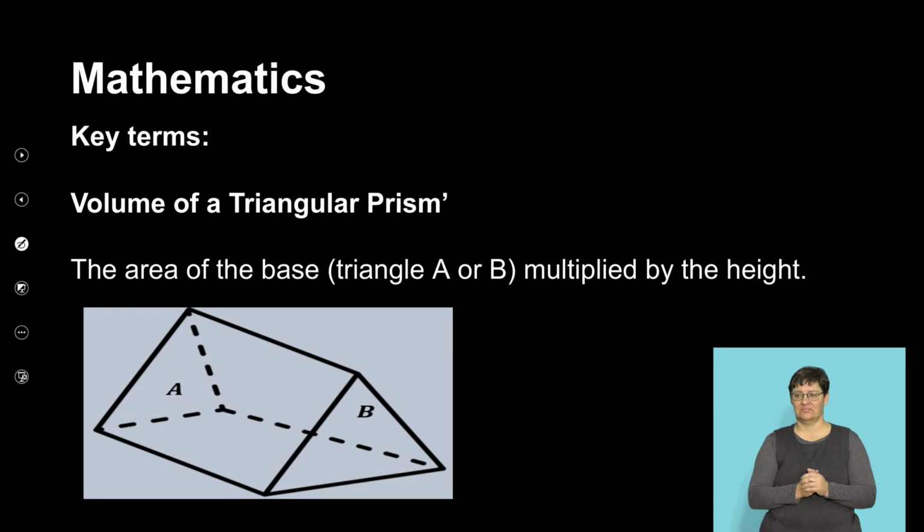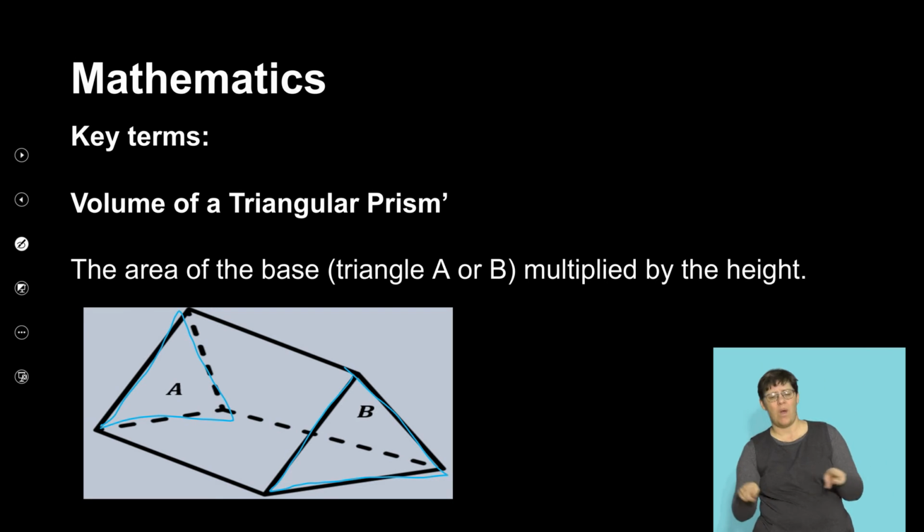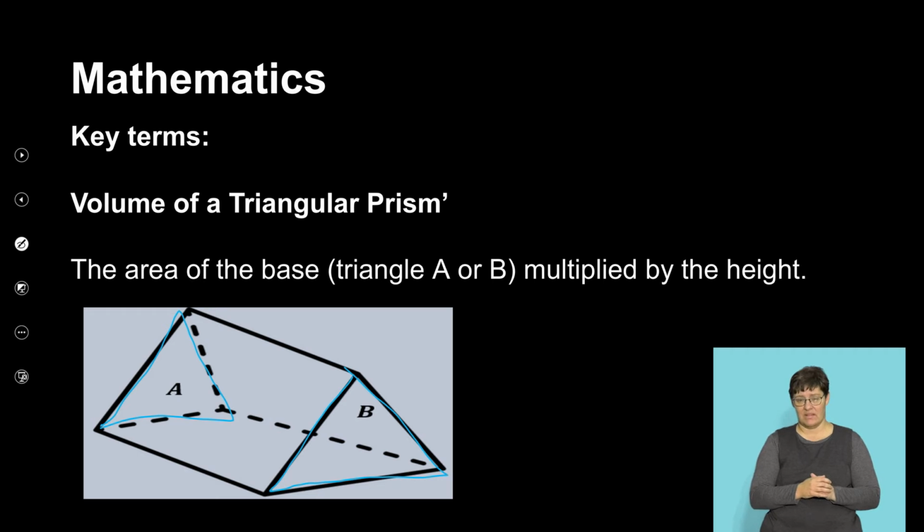So the volume of a triangular prism, the area of the base will be multiplied by the height. But because this is a triangular prism, we know that it will have identical triangles at the base. So we'll have triangle A as well as triangle B. So you'll be able to choose which base you want to calculate because they'll be the same. So it will be the area of the triangle or the triangular base multiplied by the perpendicular height, and the perpendicular height will be given to you in the example.